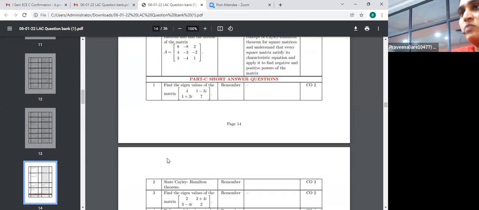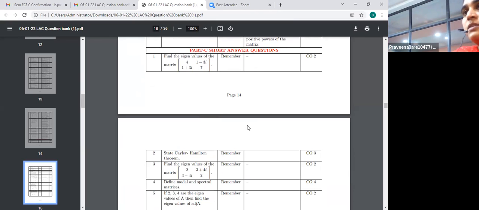And the short answer questions, compared to that, are very simple. Once you see, for the first question from the short answer: find the eigenvalues of the matrix. Already we discussed in the last class this type of question, a direct question. I think what we discussed is the matrix 4, 1 minus 3i, 1 plus 3i, 7. Okay, we did finding eigenvalues and eigenvectors, but for the short question they are asking only eigenvalues. Maybe those eigenvalues are 2 and 9, I think.